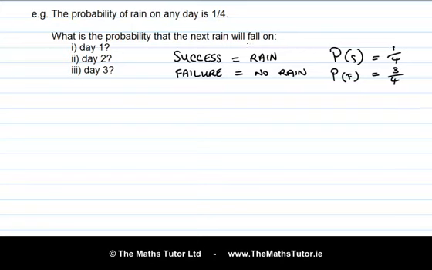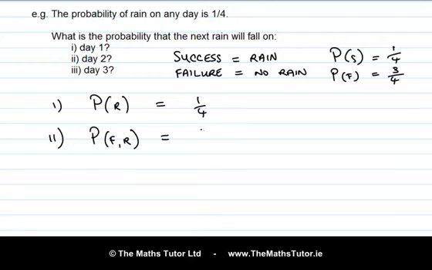Let's look at part 1. What's the probability it'll happen on day 1? So that means, what's the probability that we get rain straight away on day 1? Well, that's just simply a quarter. Part 2, what's the probability that the next rain will fall on day 2? So that really means the probability of failure followed by rain, if it's going to be the next rain falling on day 2. So that's the probability of failure, 3/4, multiplied by the probability of rain, which is a quarter. So that's 3/16. So that's the probability of the next rain falling on day 2.